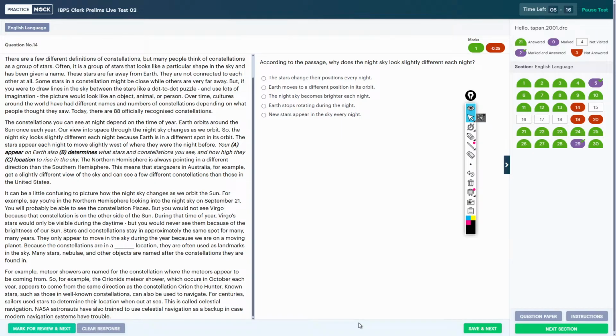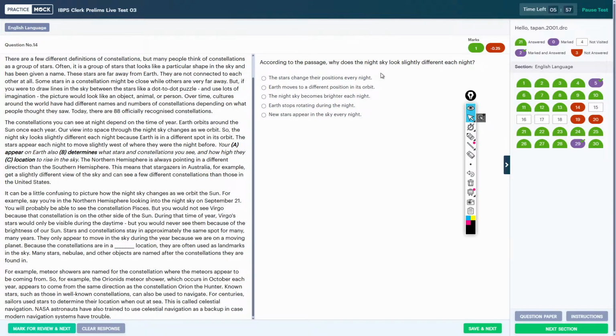For centuries, sailors used them to determine their location when out at sea. This is called celestial navigation. NASA astronauts have also trained to use celestial navigation as a backup in case modern navigation systems have trouble. That was very nice.